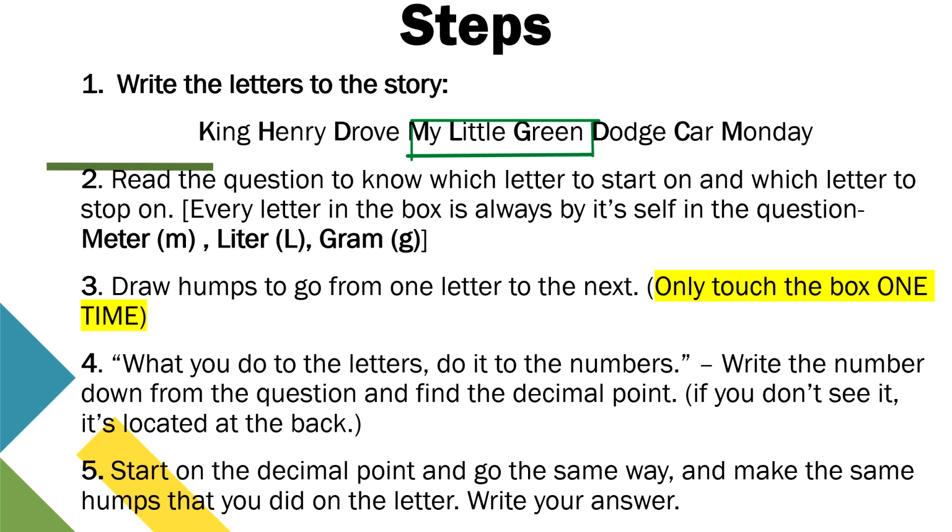Step 2, you want to read the question to know which letter to start on and which letter to stop on. Remember that every letter in the box is always by itself in the question. So if they're using abbreviations for meter, liter, and grams, and you only see one M, one L, or one G, then you know you should be in the box when you're making your movements from one place to the next.